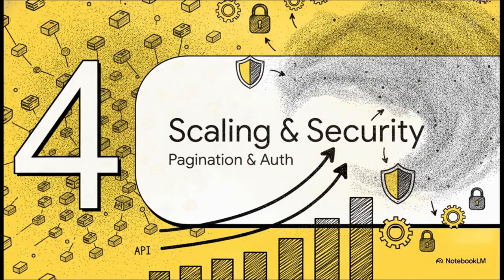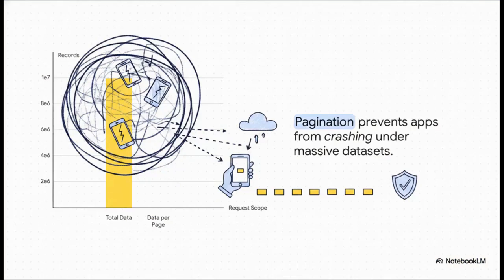Finally, we've made it to Section 4, Scaling and Security. We really need to talk about how we manage data when our app hits enterprise-level scale. Managing data efficiently at that level requires strategies like pagination. It's exactly how we prevent client-side bottlenecks when dealing with incredibly massive backend data sets.